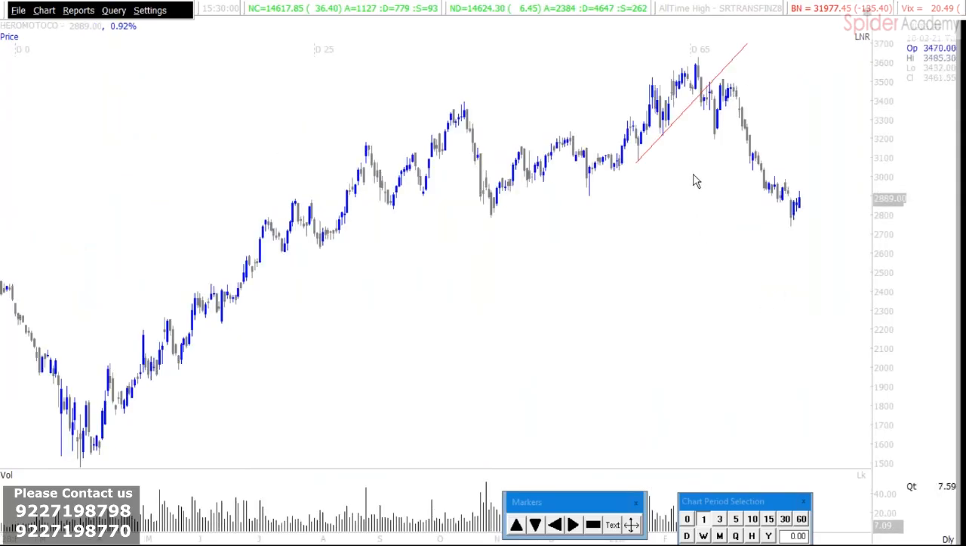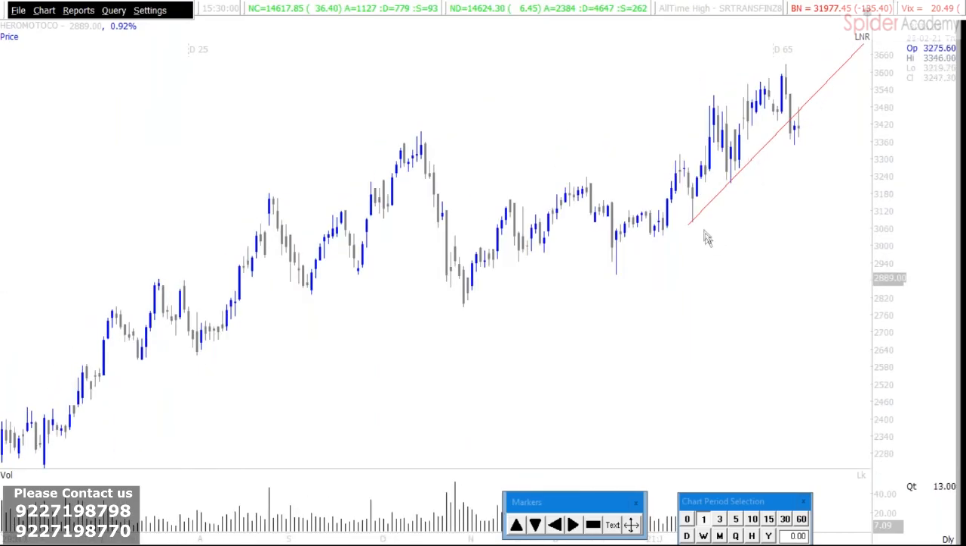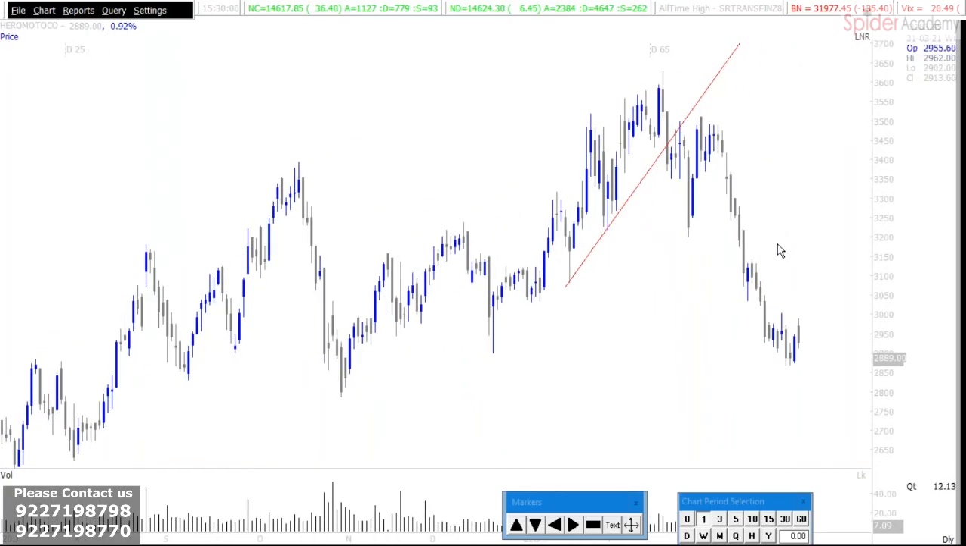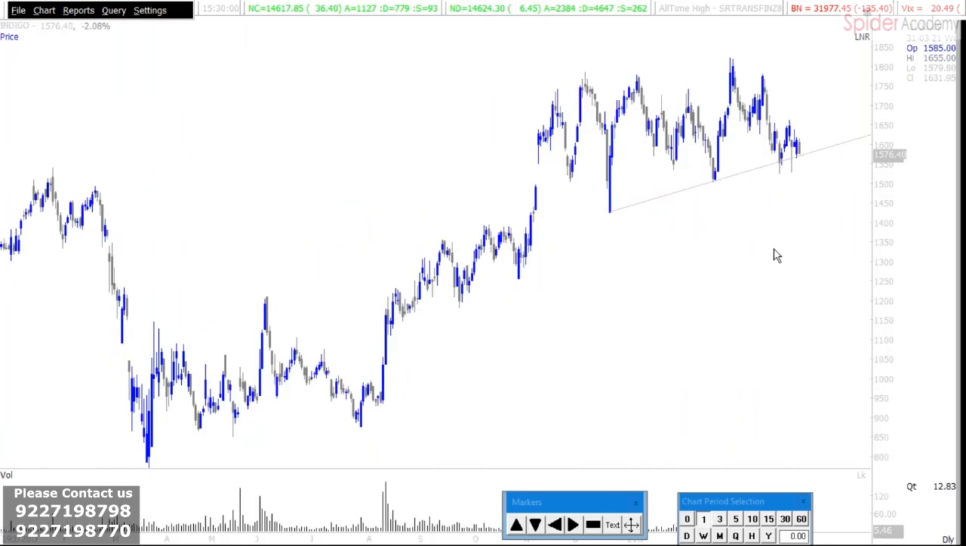This is Hero Motor. Again, there was a breakdown from the support at this particular point, as you can see. So you have a support trend line, and then it gave a breakdown. After that, it just moved down. Okay, so now what else?